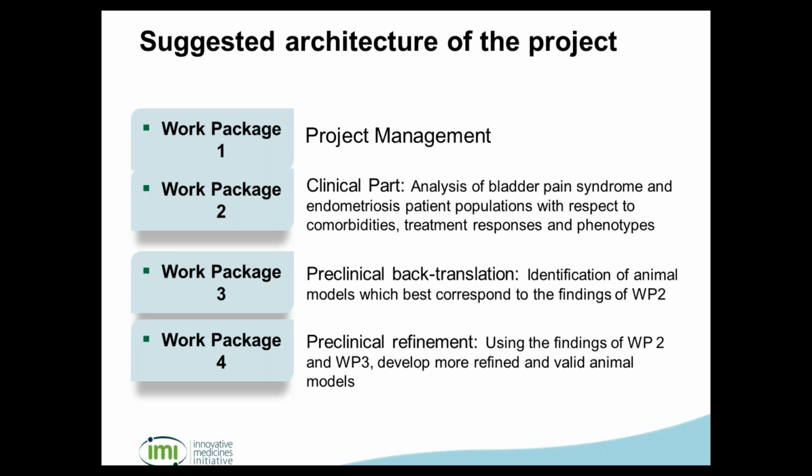So this is then the basis where we would start to go into work package 3, which is then the preclinical back translation for the identification of animal models which best correspond to the findings we got from work package 2. And finally, the preclinical refinement using the results from work package 2 and work package 3 to develop more refined and valid animal models to support research and disease understanding in this field. The expected contribution of the applicants on the next slide.